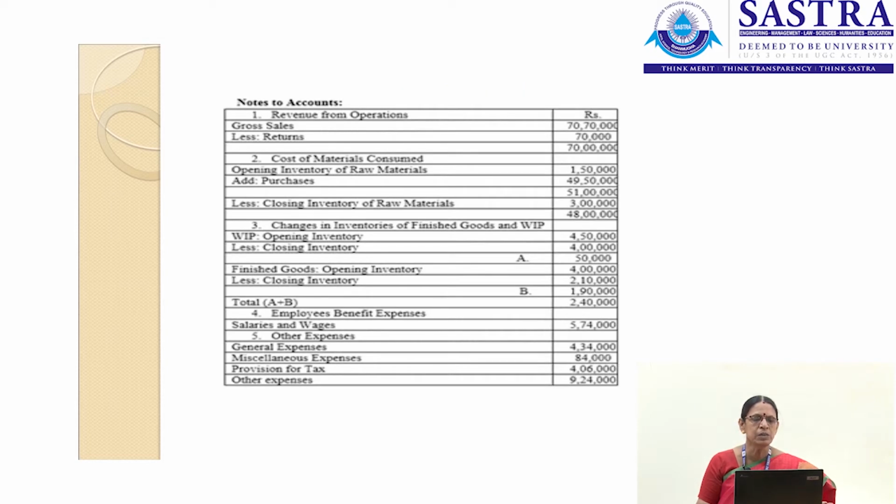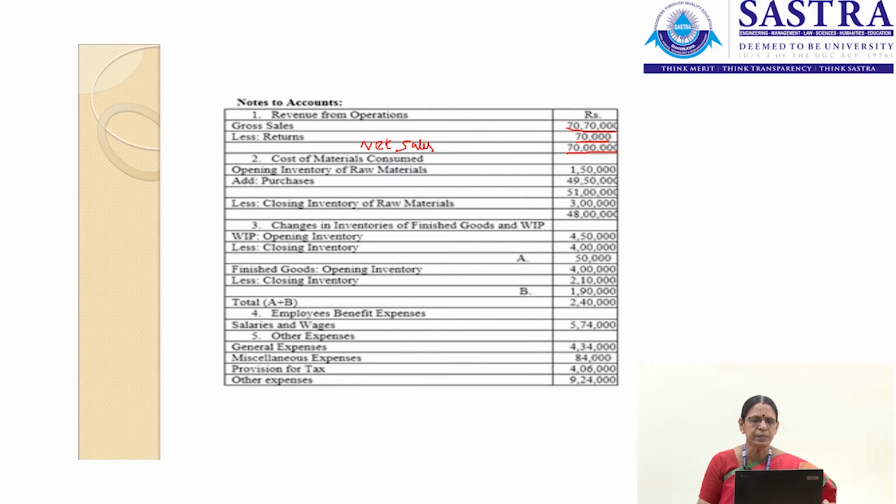Let us now see the notes to the accounts. Revenue from operations. What is this revenue from operations? That is your net sales. Gross sales is 70 lakhs and 70,000 and we have returns of 70,000. That is your sales returns of 70,000. So we have net sales of 70 lakhs. This is said to be the revenue from operations. So we can take it as net sales. What does this net sales mean? That is sales minus your returns.